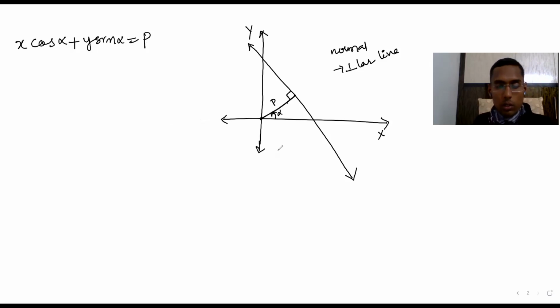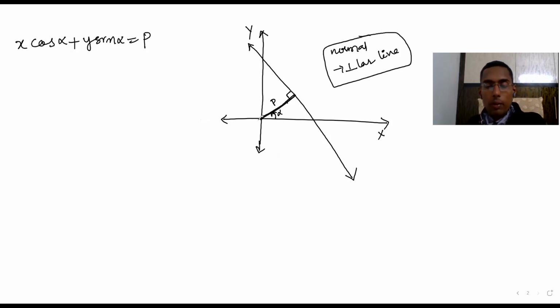I think you are clear with normal, right? Normal means simply perpendicular line. Normal to the line means perpendicular to this line. Okay, that is a normal. So now I have to find its equation. To find its equation, what do you need? One point on the line is required and its slope is required.